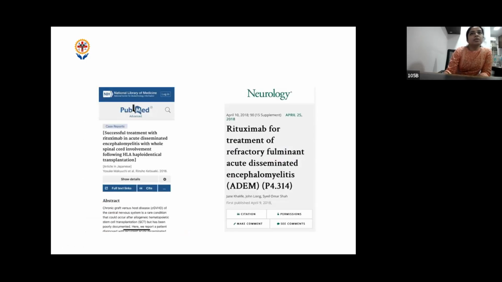So these are another 2 case reports where there is response to rituximab. This is a case report in an immunosuppressed individual after transplantation, and this is a fulminant case where there is no response to IVIG or steroids, but there is response to rituximab.